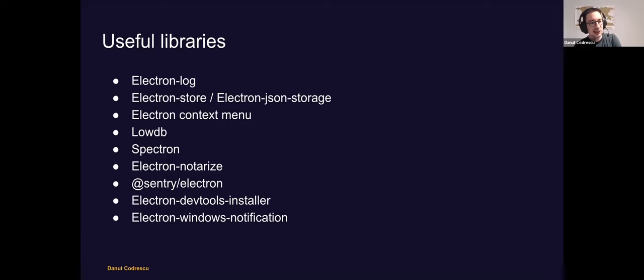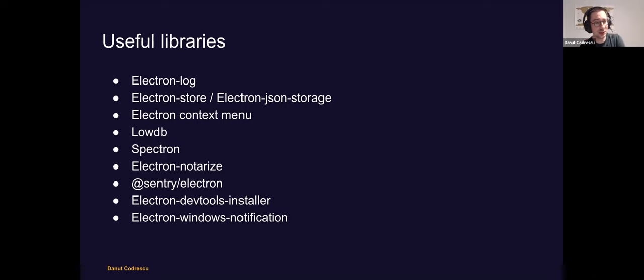Electron Context Menu. Electron doesn't provide a native context menu, unfortunately, but somebody came up with a good solution. It's a good NPM package and is very, very good. LowDB, it's from the guy who made JSON Server. It's a JSON-like database. It's very good and much easier to use than, for instance, SQLite.